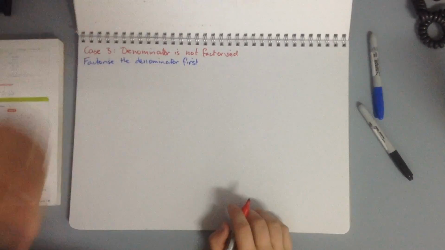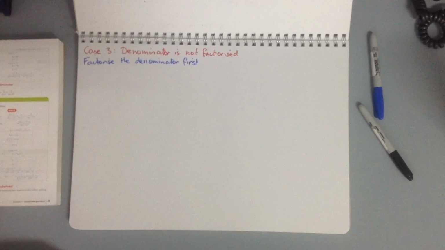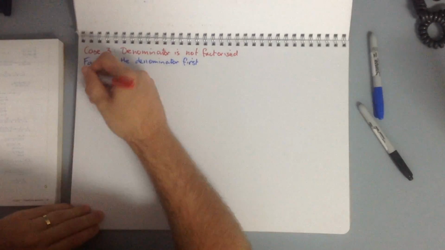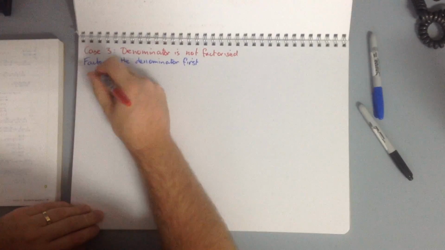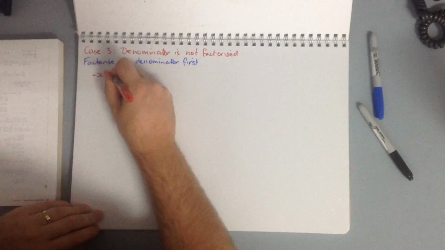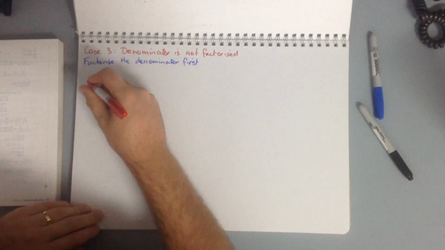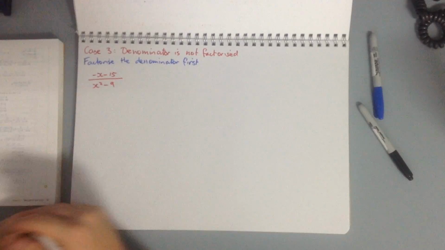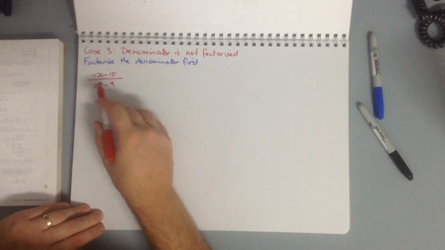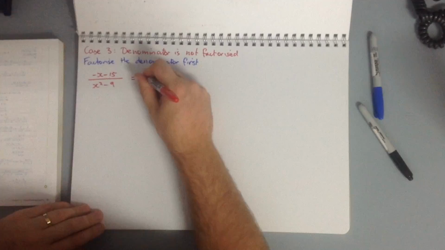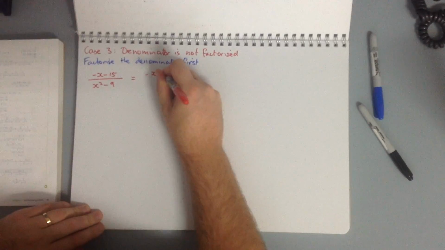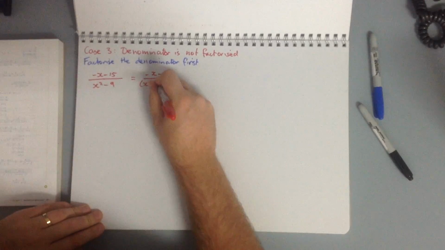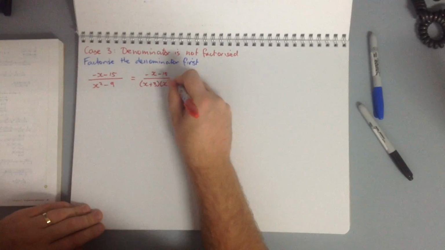Okay, next one. We say our denominator is not factorised, so basically we've just got to factorise our denominator first. So for this one, we want to express minus x take 15 over x squared minus 9. What we're going to do is factorise this first, so we know that that's equal to minus x take 15 over, we've got perfect squares here, so it'll be (x plus 3)(x minus 3).